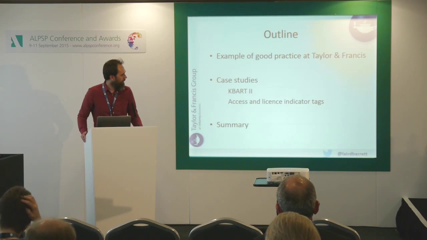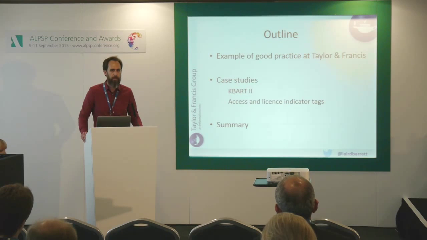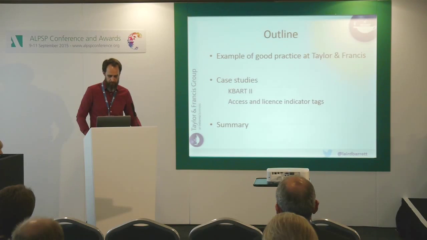So I'm not going to get into case studies right away. I'll talk first about an example of something that I think is good practice at Taylor & Francis. I'm not sure if other publishers in the room maybe do something similar, but it'll be interesting to hear about that. And then I'll dig into the two case studies, one being KBART 2 and the second one being access and license indicators. And I'm hopeful that as I dig into those case studies and talk about my experience of implementing them, I'll be able to pull out a few interesting and important key points about publishing standards generally and about how we implement them. And I'll just give a quick summary at the end.